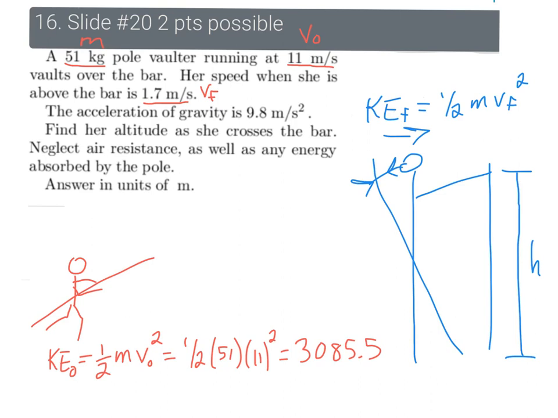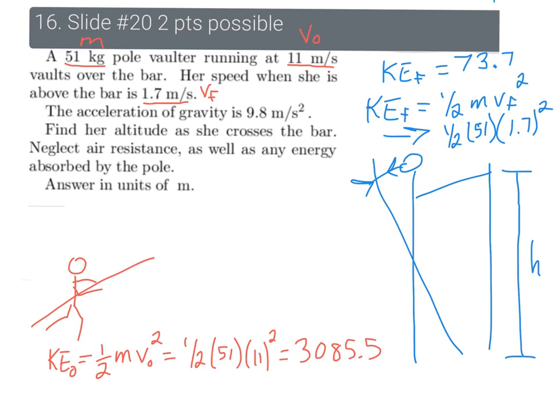Okay, well now whenever they get up to the top, they're going to have less energy because they have less velocity up here. And so we'll plug in 1/2. Mass is still 51. The velocity up here at the top is 1.7. And don't forget to square that. So the kinetic energy final would be equal to 73.7.